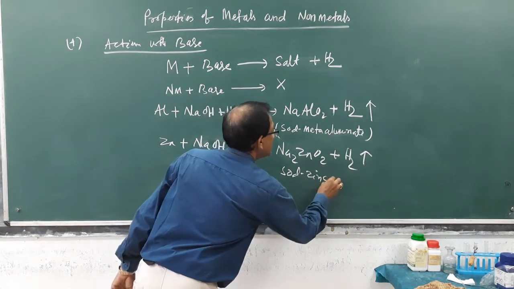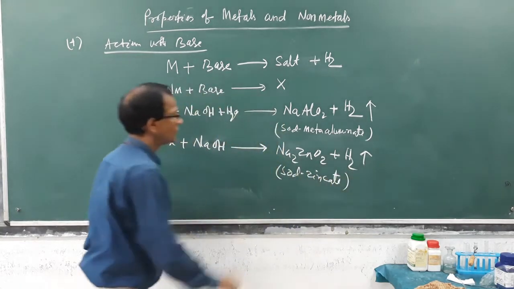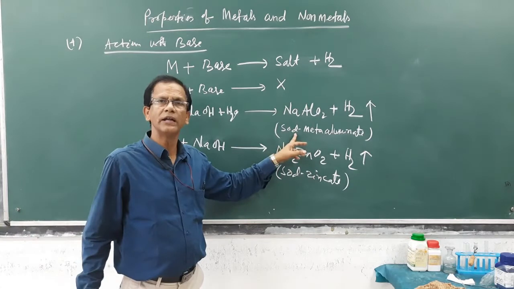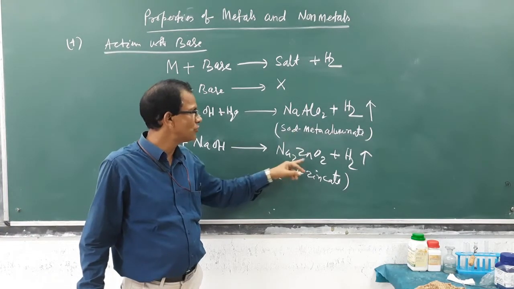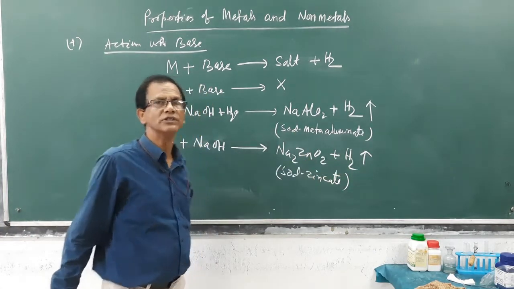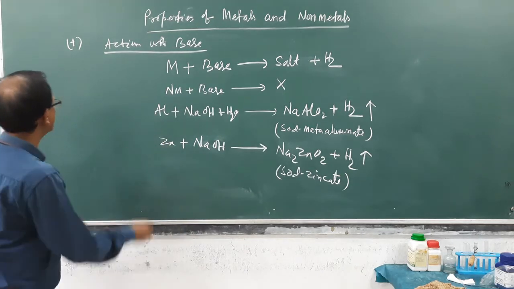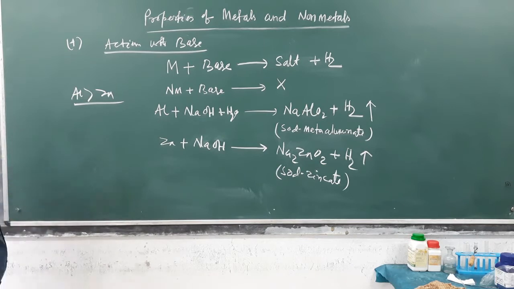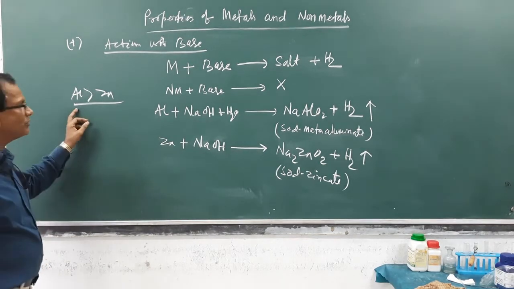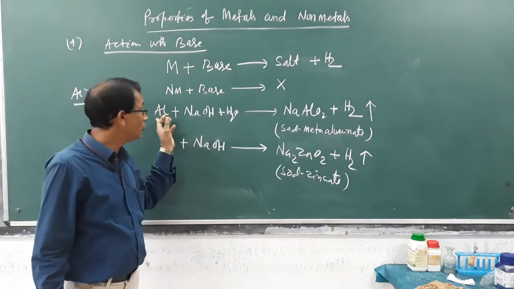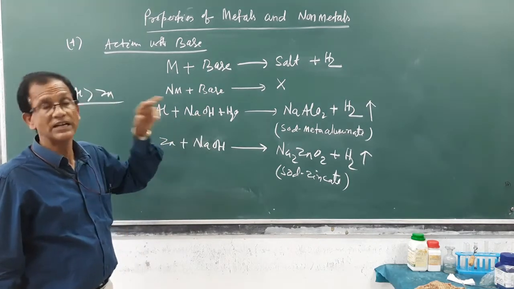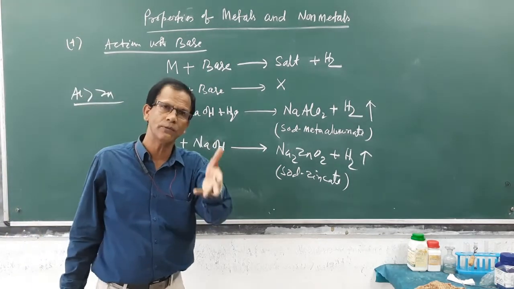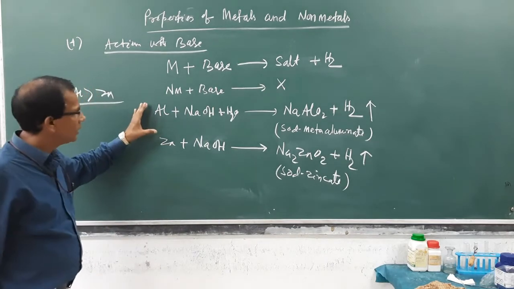Sodium zincate. First one salt is sodium meta-aluminate, second one salt is sodium zincate, and both produce hydrogen gas. But the reactivity of aluminium will be more than zinc. If you see, the reactivity of aluminium will be greater than zinc. Aluminium with base, the reaction is vigorous, very fast reaction. You have observed that.